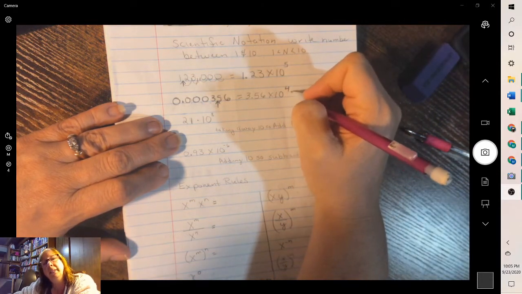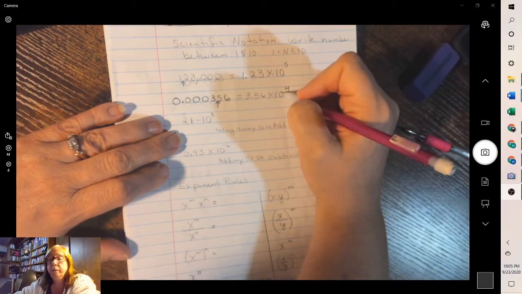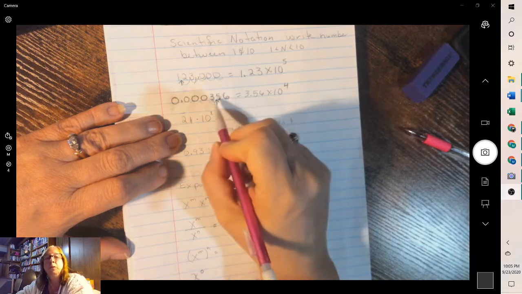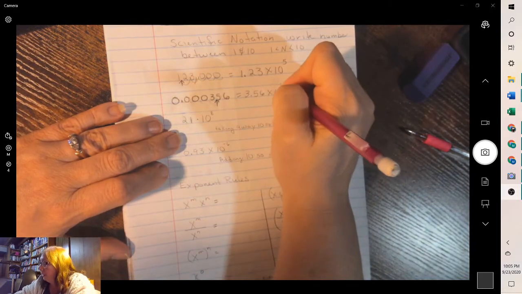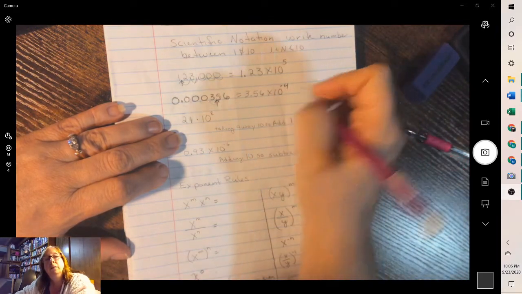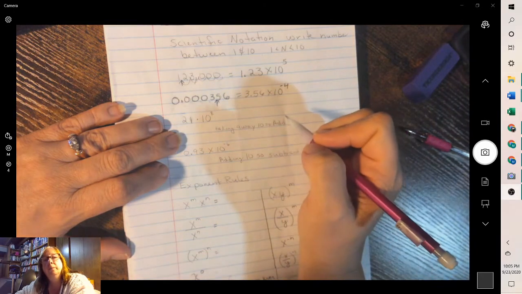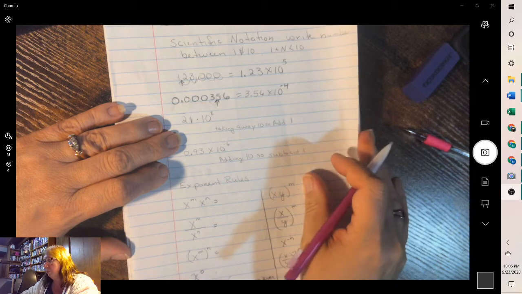But you still need to decide if it's positive or negative. We need to make this number smaller, so it's a negative, because this one needs to become smaller. Let's look at a couple more before we move on.